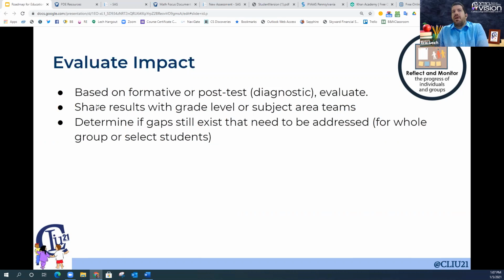Make sure that you are also sharing those results, not only with your students to show them the growth that they are making, but also within your grade level or subject area teams. It's going to be really important that across your school system, there is more communication about how students are progressing as they move forward. And use that information that you're gathering from the end impact to determine if additional gaps exist and need to be addressed and might impact your next plan for instruction, your next cycle of instruction.